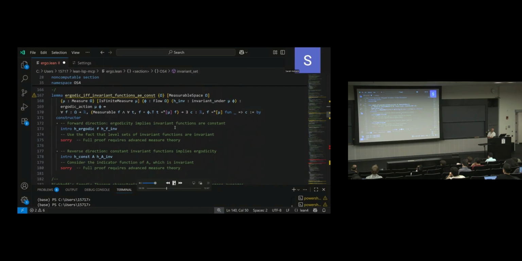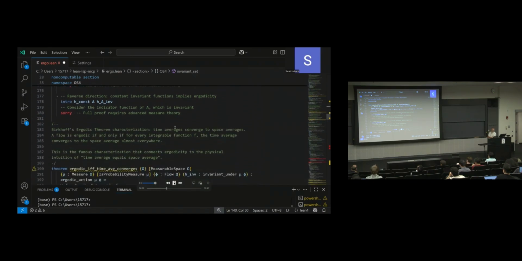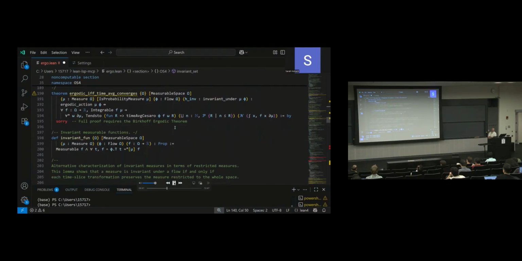We have several other functions that still have some sorries in them that are useful that we're going to pass off to the Birkhoff theorem.